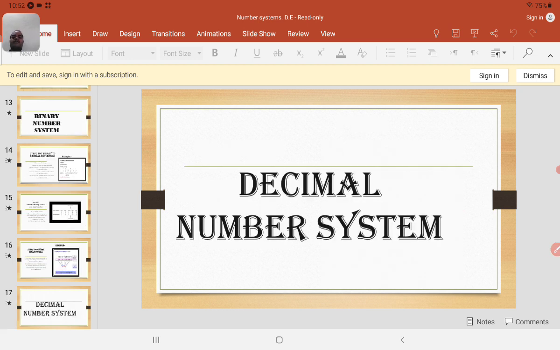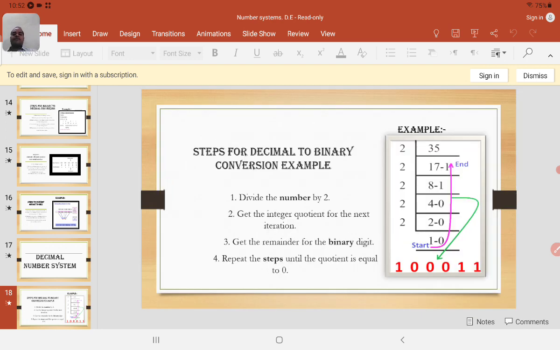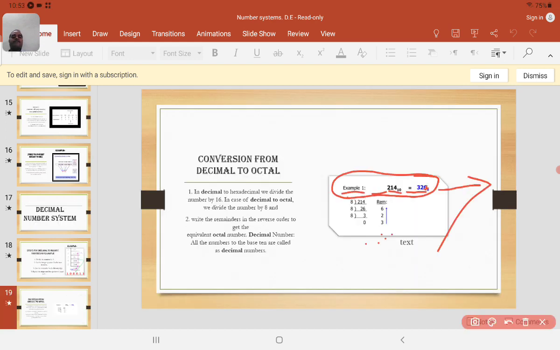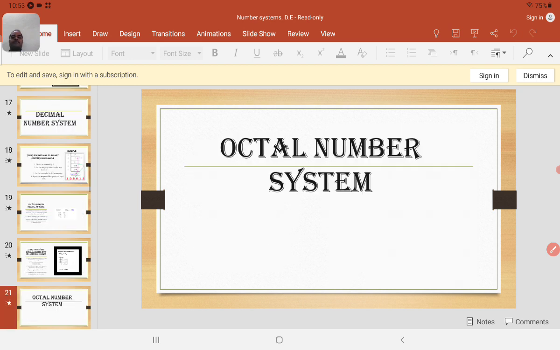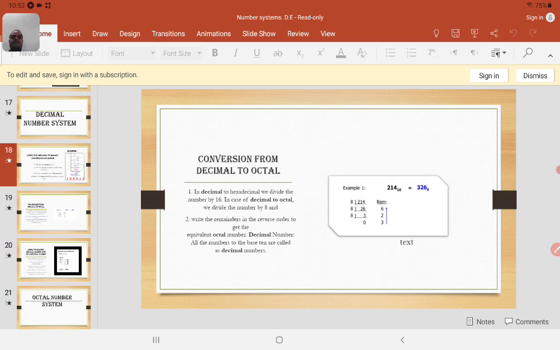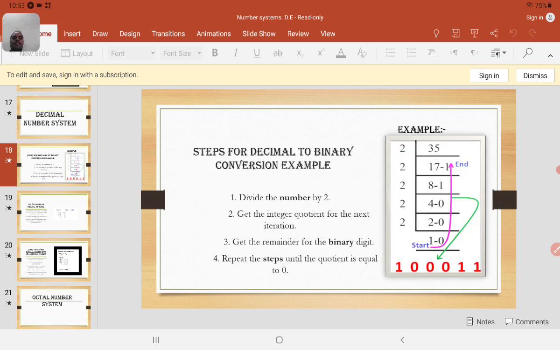So here the decimal number system is given. How to convert a decimal number into a binary number? Here is an example: the decimal number 35 is given. When a decimal number is given, how do we convert it to a binary number? It is a very easy method.